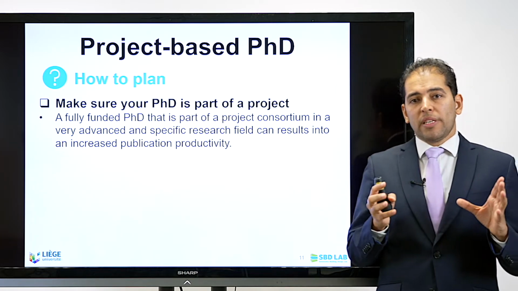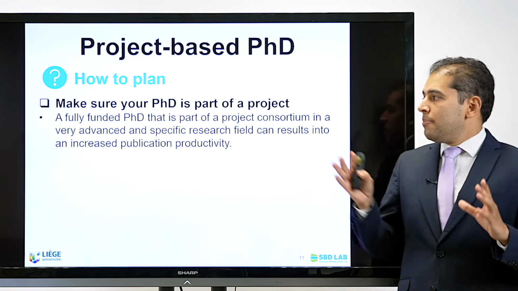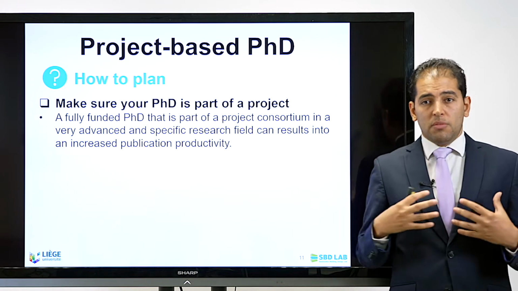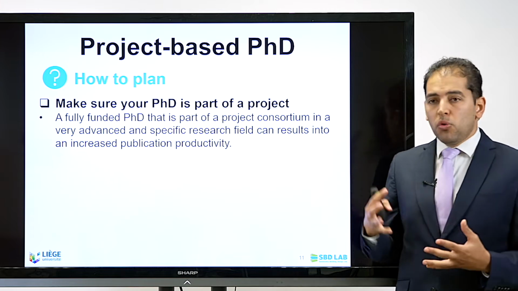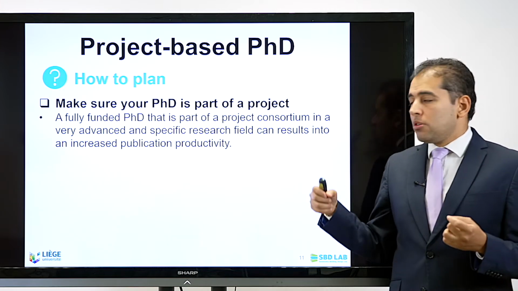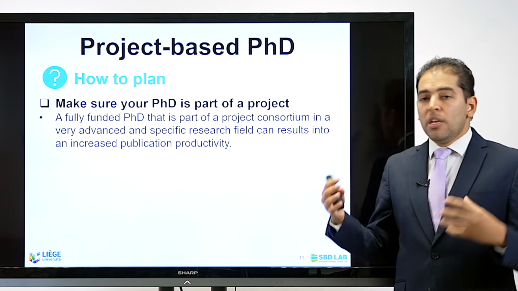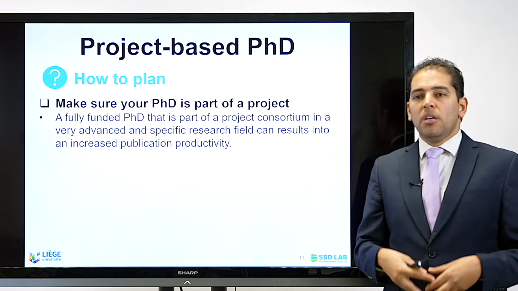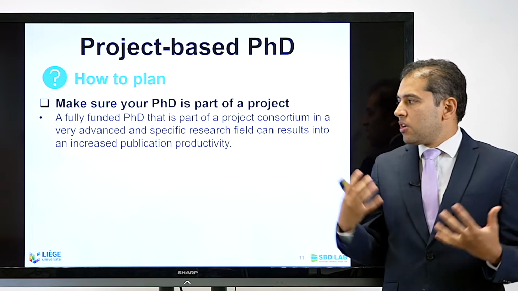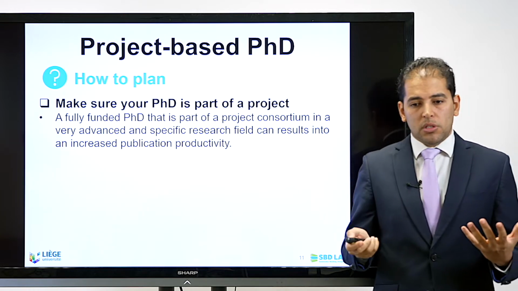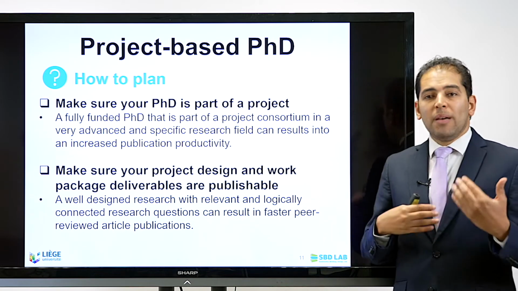Now you need to plan after getting the approval from your promoter and checking the regulation of your school. Make sure that your PhD is part of a project. This is my advice, so that you can have a fully funded PhD and then you are working 100% full-time on their PhD. Because when it's part of a project consortium, everybody understands that the deliverables will be publications. Most probably you are working on a very advanced topic. The topic can be easy allowing to publications, and you will be in a field that is encouraging the publication and the productivity. Also, it's important to make sure that your project design, the work package, deliverables can be published.